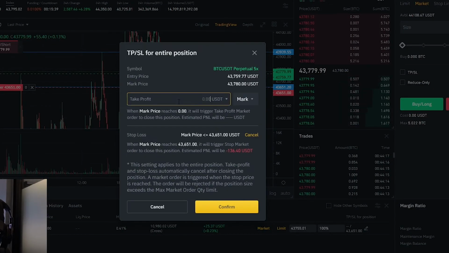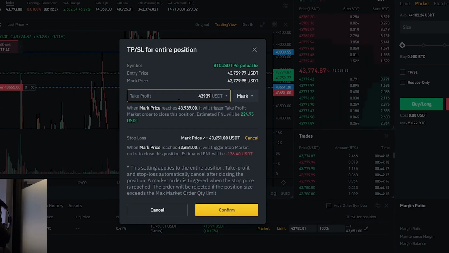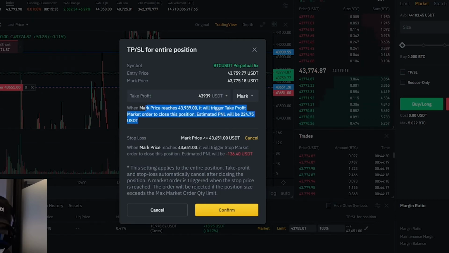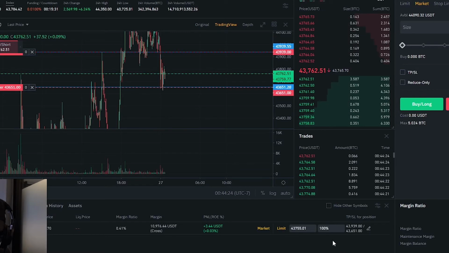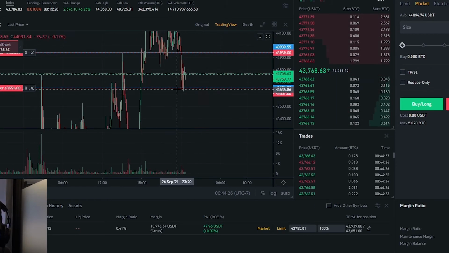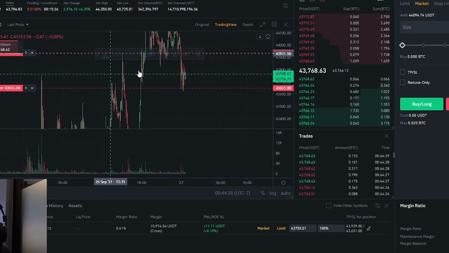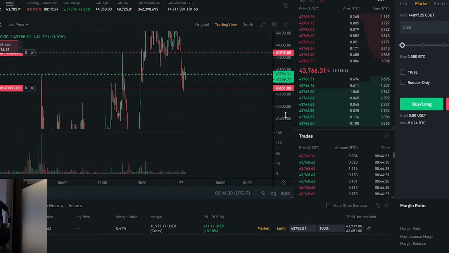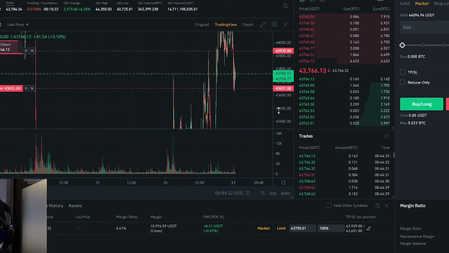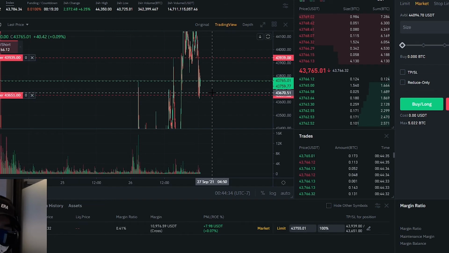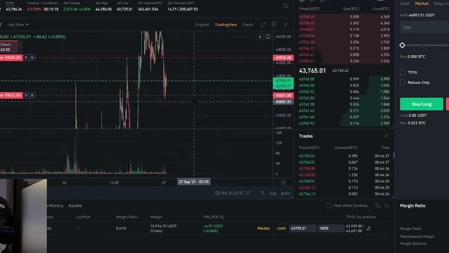So we go over here, 43,939. If it hits my target, I will make $224. Let's click on confirm. So it's all set up here. I can delete these blue lines, and you can see it's already all set up. So regardless of whichever direction the price goes, my risk is already managed, so I don't really care. We just gotta wait and see.